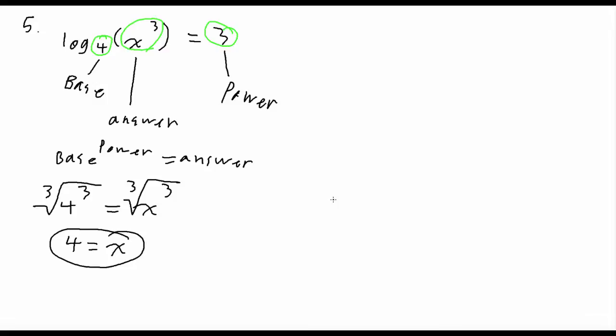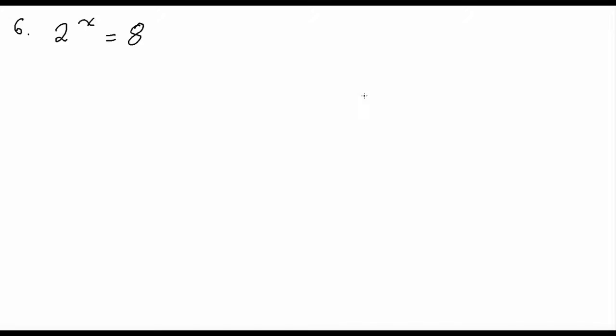Now on to problem number 6. So, problem 6 states that 2 to the x power equals 8. The thing you're trying to discover is, what power do you need to raise 2 to get 8? Does that sound familiar? So there are two ways you can solve this. You can solve it through trial and error and critical thinking, which is where you think to yourself, okay, what power do I have to raise 2 to get 8?